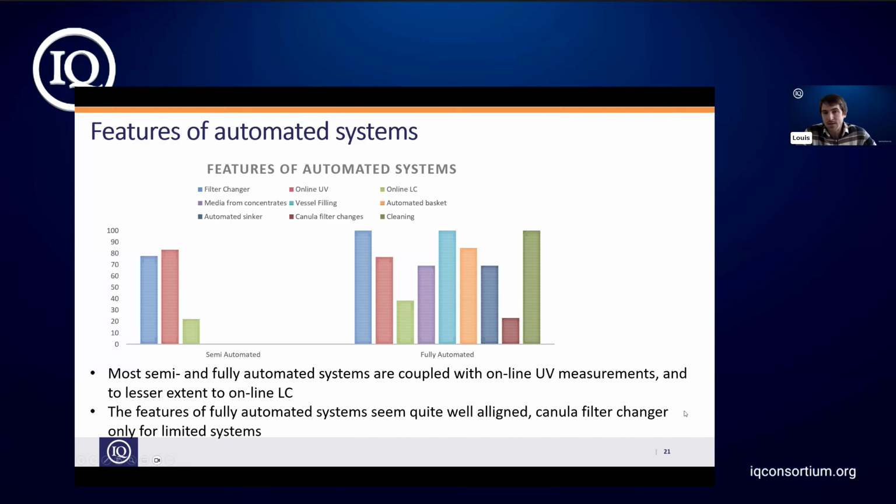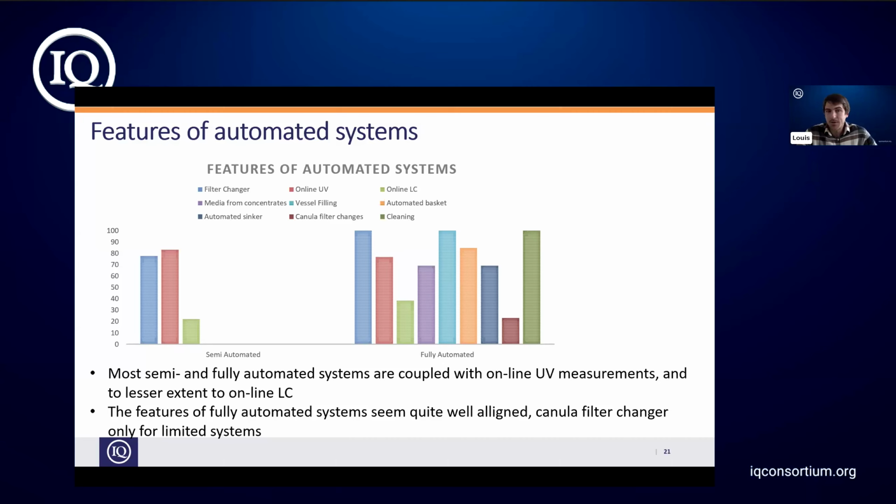Another feature is then this orange bar, the option for automated basket testing. And that's indeed an interesting one, because automating a paddle method is still, let's say, more straightforward. You drop in the tablet and you start stirring. At the end, you clean the vessel and you're done. For a basket method, of course, you have to actually attach the basket to the shaft and then retrieve it after the run to then do the same for the next run. So it's a bit of a more complex feature, but still we see that a majority, around 80% of the systems, has this capability.